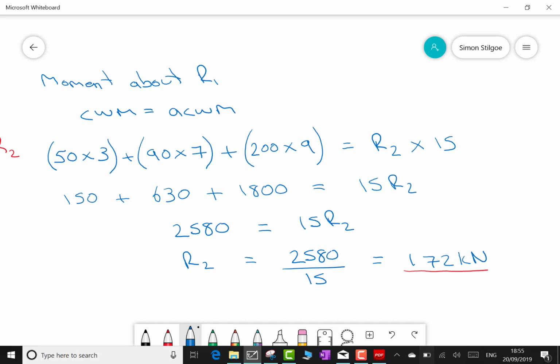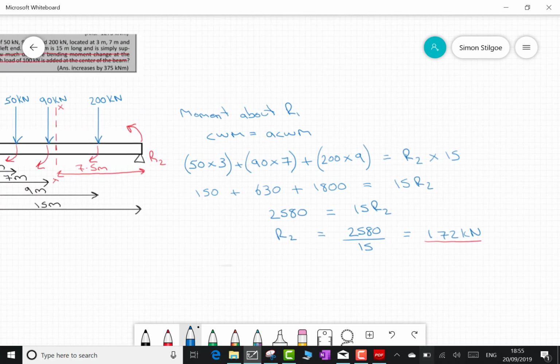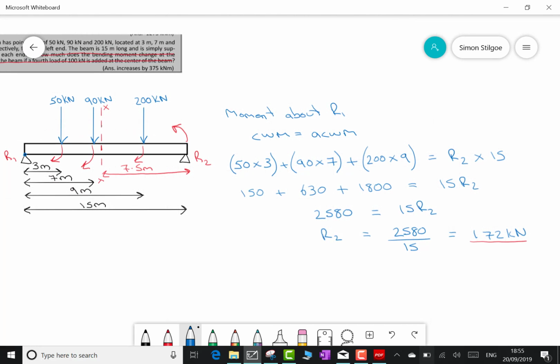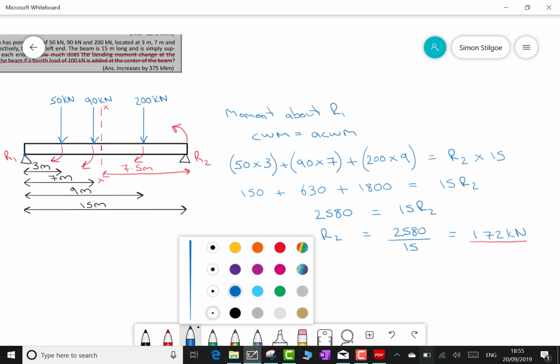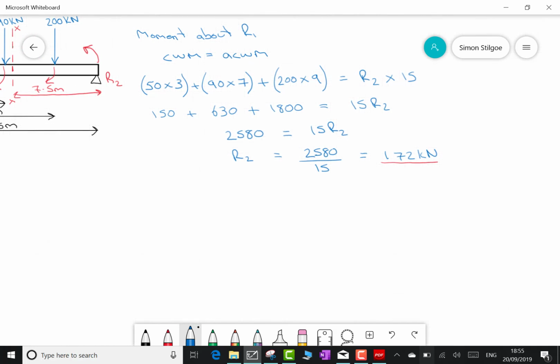Now, at this stage of the game, if this was an exam question, for example, I wouldn't bother going ahead and getting the other one. And the reason why is that if I have R2, I would simply now just look to the right of XX and away I'd go to get the bending moment. However, because we're using this as practice, let's just go ahead anyway and get what R1 is.